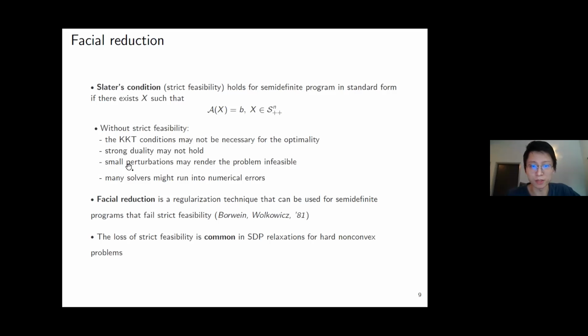Small perturbations may render the problem infeasible. So if you change your problem slightly, then the problem becomes infeasible. So in case there's noise, it can be a huge issue. Many solvers might run into numerical issues. Those solvers are very successful in practice. Most of the problems can be solved. But here, if you have a structural problem without Slater's condition, those solvers can still fail miserably.